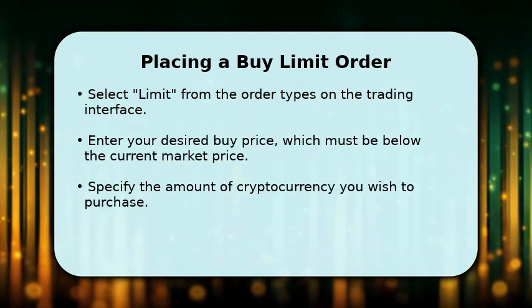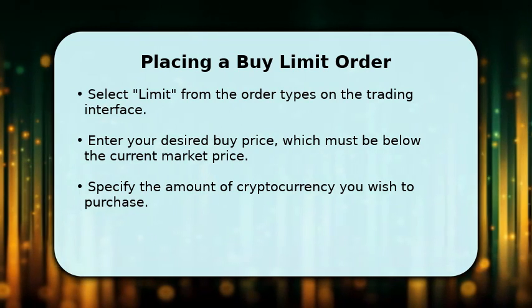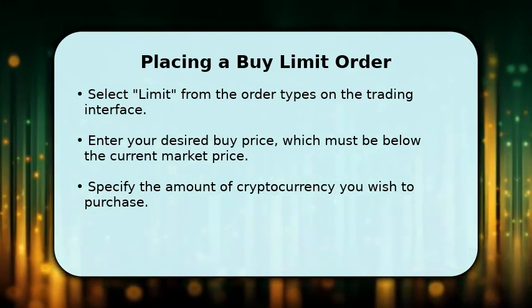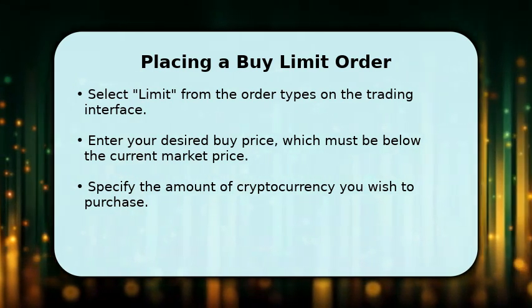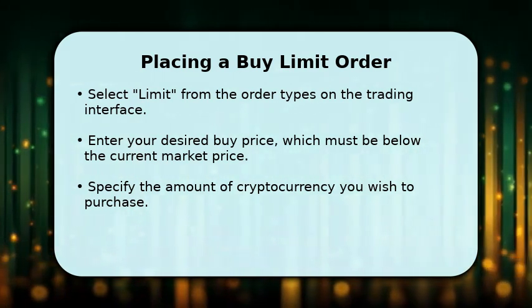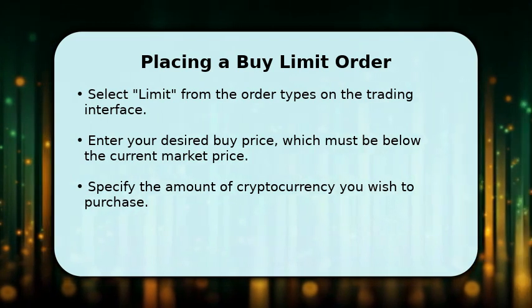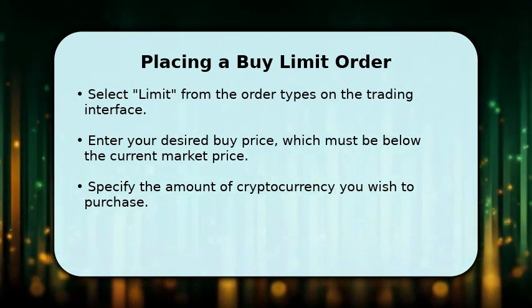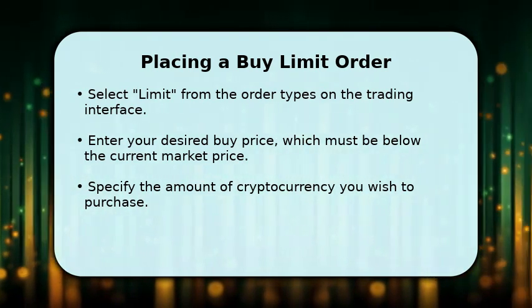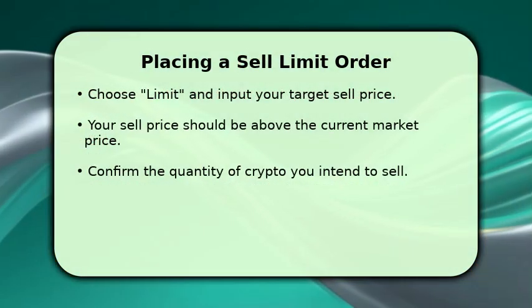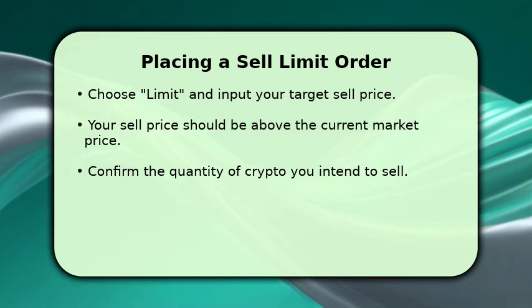To place a buy limit order, first navigate to the trading interface and select limit as your order type. Next, input the exact price you're willing to pay for the cryptocurrency. Remember, this price should be lower than the current market price. Finally, enter the quantity of crypto you want to acquire, then confirm your order. It's a straightforward process.